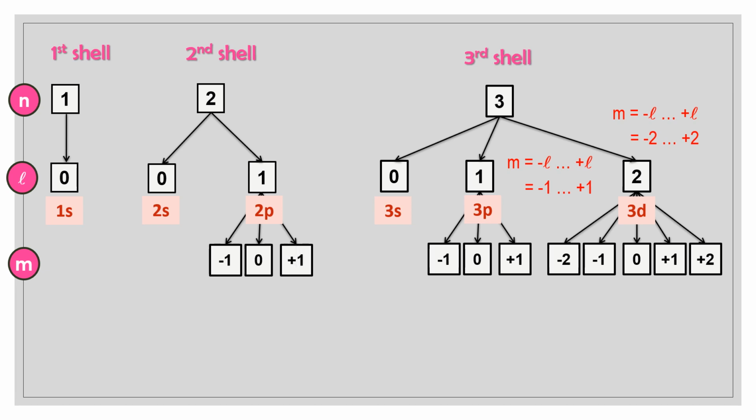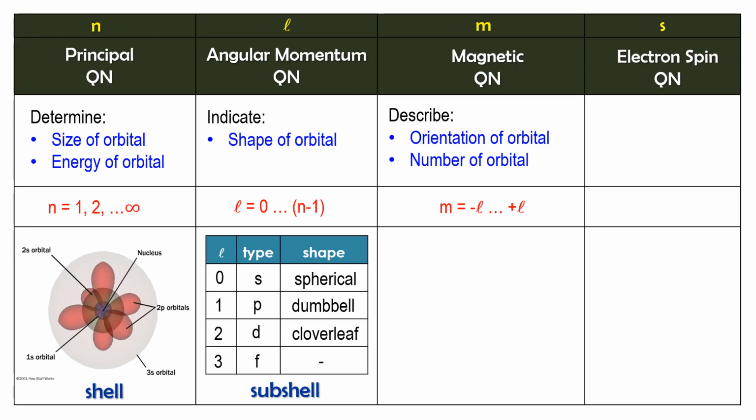The last one is L is equal to 0. This is formula of M. Bila kita substitute value of L, kita dapati M dia adalah negative 0 until positive 0. That means when L is equal to 0, M dia ada satu je value iaitu 0. So yang ni pun L0, so M0. Ni pun L0, M0. Harapnya fahamlah nak guna formula ni.